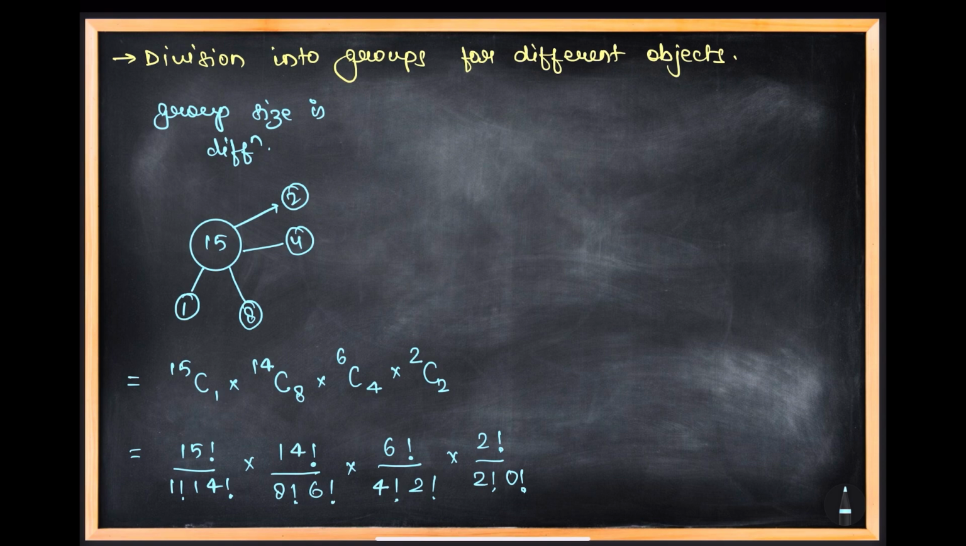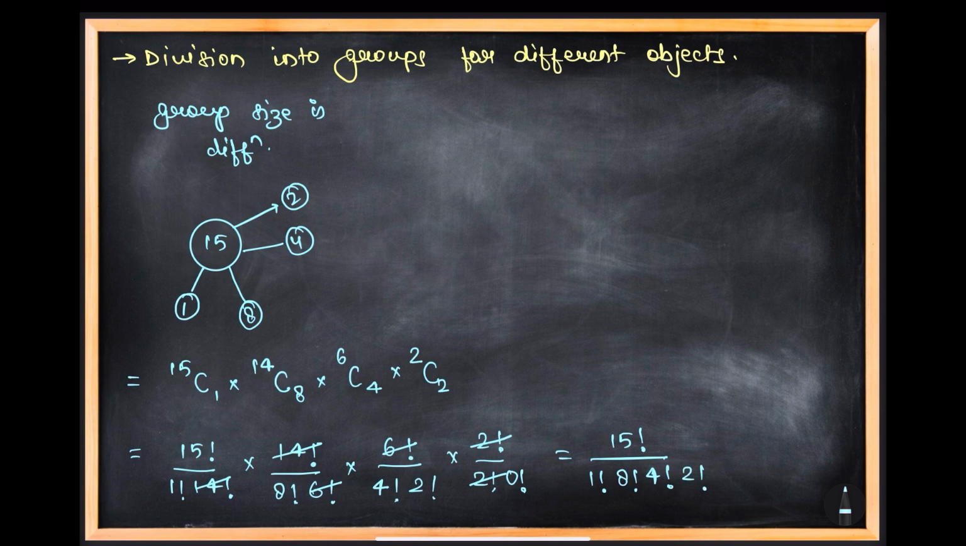Now let's go with the simplification. So it is 14 factorial, this thing gone, this thing and this thing gone, 2 factorial and 2 factorial gone. So we are left with what? We are left with 15 factorial by 1 factorial, 8 factorial, 4 factorial and 2 factorial.